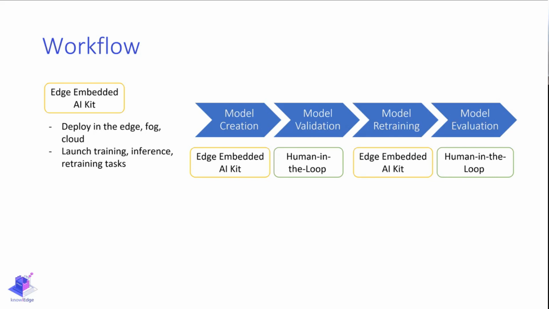So during this process, we saw below the main two components participating, the HMBT AI kit and the human in the loop. The HMBT AI kit is a component that is mainly devoted to deploying the solutions in the edge, fog, and cloud, and also for launching training, inference, and retraining processes. Of course, apart from this component, we have the orchestrator that is running in the background that also will help to deploy everything with the right resources.